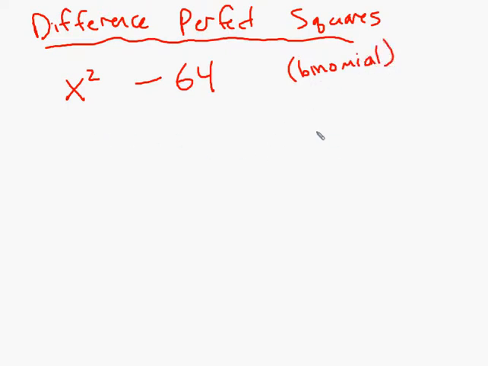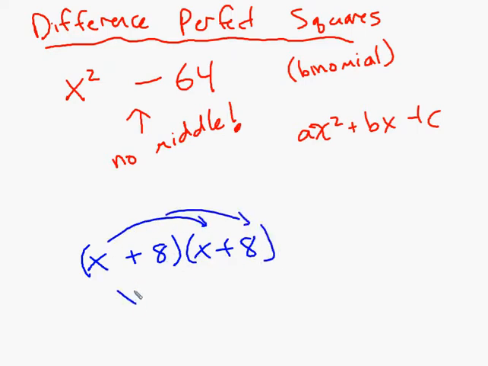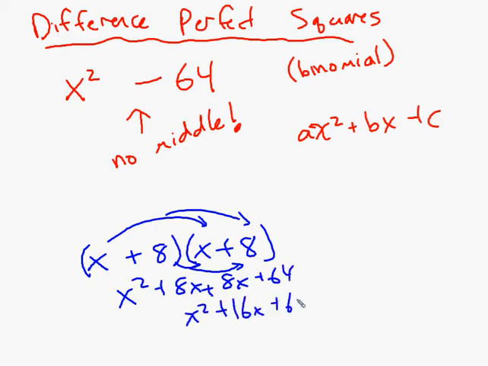And notice, normally I have an x squared plus a bx plus a c. Normally this is what I have. What's my middle term? Well, let's see what happens. What if I did, now with the ones that we just did, we had something like this, right? And then let's multiply that out. We get x squared plus 8x plus 8x plus 64. And then when we get the middle, we get 16.